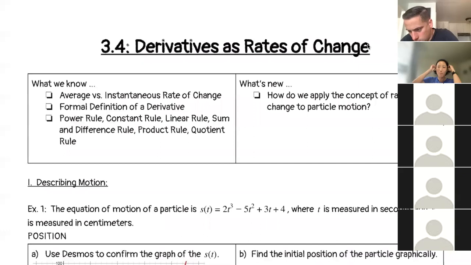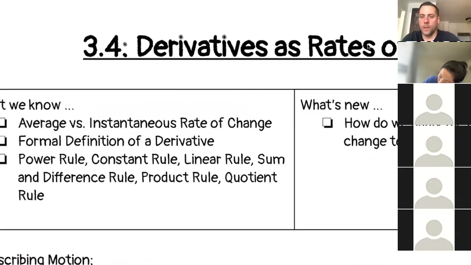Okay. So 3.4 starts to take a look at what it means to have derivatives as rates of change. Now we talked about that in the front end, that we had sort of this average rate of change and this instantaneous rate of change. And one of those was secretly a way of saying derivative, right? Which one was it? Was it the average rate of change or the instantaneous rate of change? Yeah, exactly. That instantaneous rate of change is indeed a secret way of saying derivative.